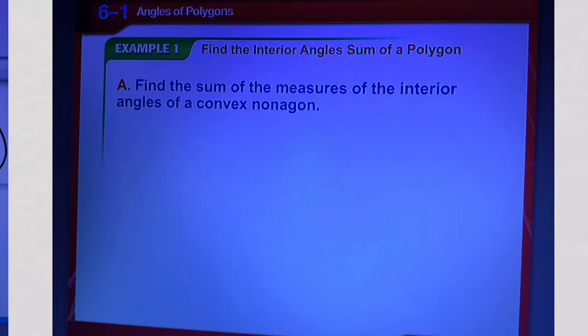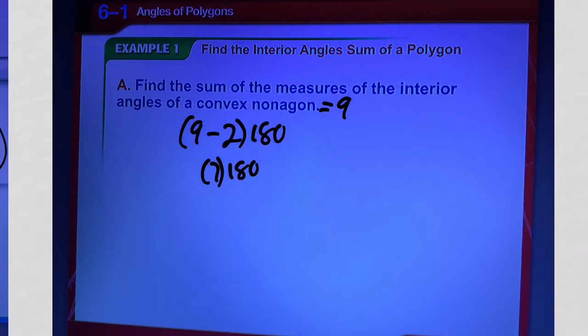First it says find the sum of the measures of the interior angles of a convex nonagon. First thing you have to know is that a nonagon is 9 sides. Then we're going to plug it into the formula to give us 9 minus 2 times 180. If you think about your order of operations, you have to do parentheses first. So 9 minus 2 would give us 7. Multiply that by 180, which gives us 1,260 degrees. So that means all the angles inside of a nonagon add up to equal 1,260 degrees.